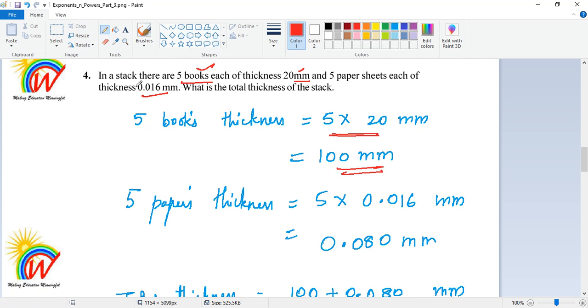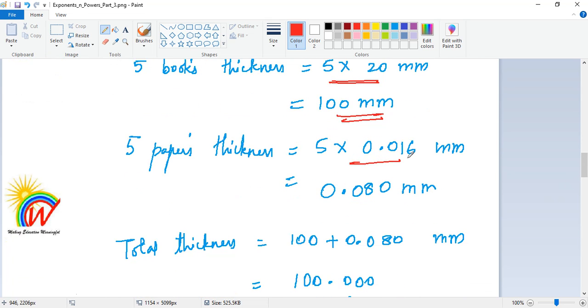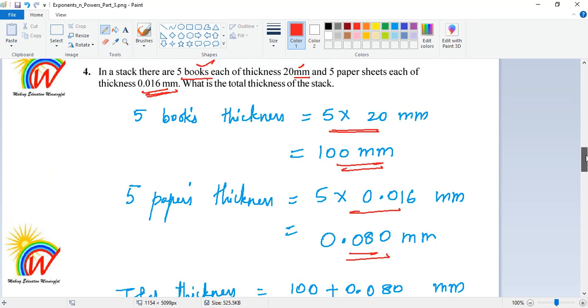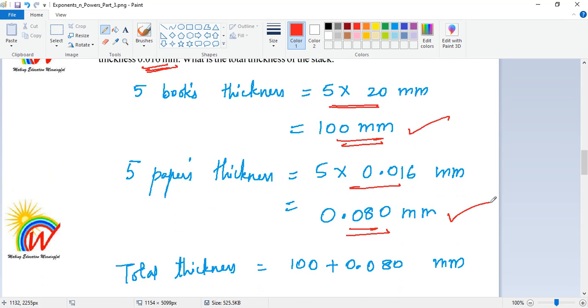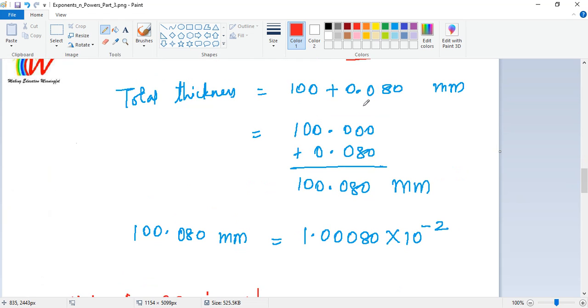Now there are some papers also which have got this thickness. So that also I have to multiply by 5. So when I multiply, 5 sixes are 30, you get 0.080 millimeter. You can do the multiplication and check it, okay? Now the total thickness they are asking, so you have to add this plus this. So you see 100 plus 0.080. So after 100 there are no numbers, so I put a point and zeros to make it up to this. See, I should always place the decimal point below the decimal point. So this is how it turns. So now you add them. So this is what you get.